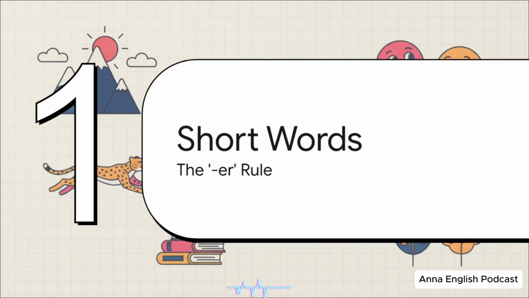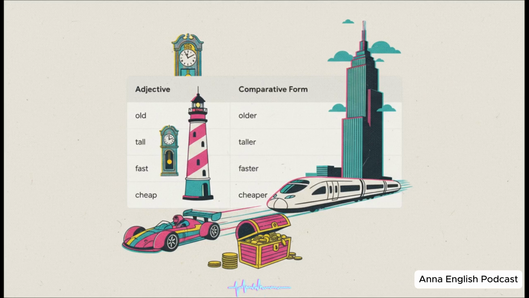Okay, so our very first rule is all about short words. Let's just call it the -er rule. For short words, the ones that usually have just one syllable, all we do is add -er right onto the end. It's that easy. So old becomes older, tall becomes taller, and fast turns into faster.